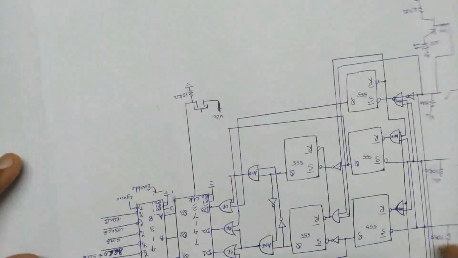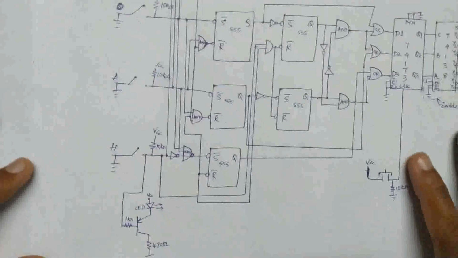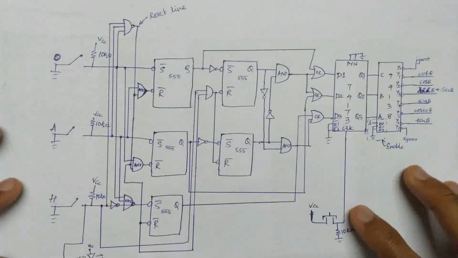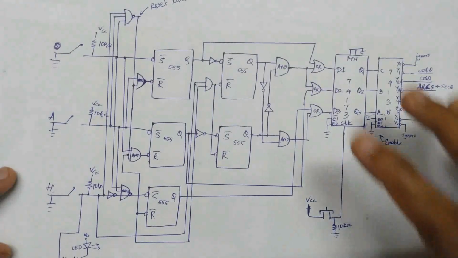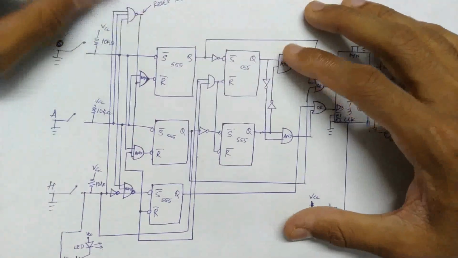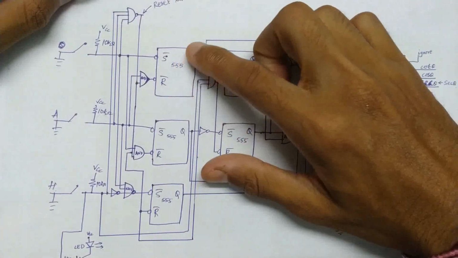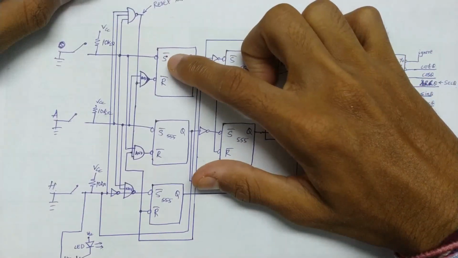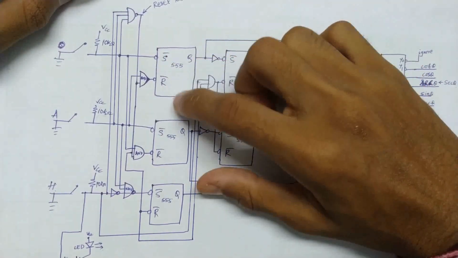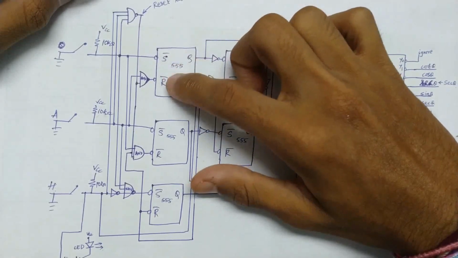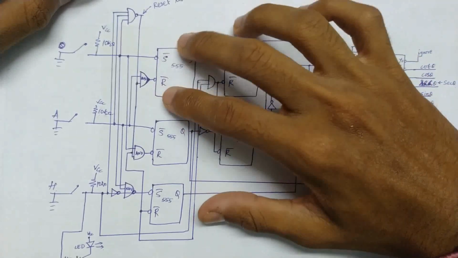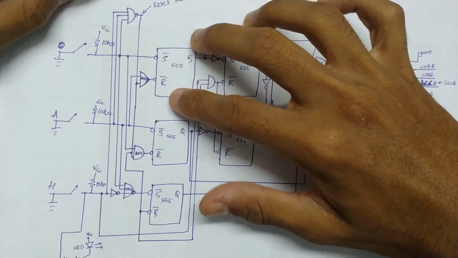So this is the circuit diagram of it. Yeah, it's quite big, and over here I've indicated the 555 timers as S bar, R bar and Q. S bar and R bar are the inputs and Q is the output. This is known as an S bar R bar latch.